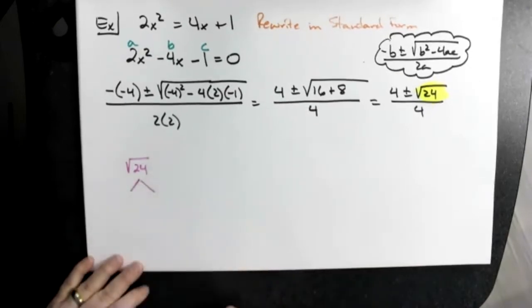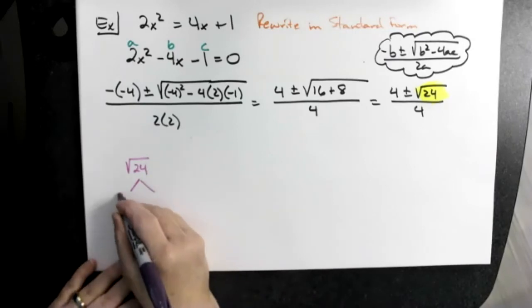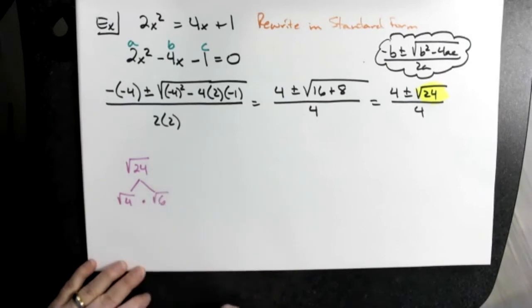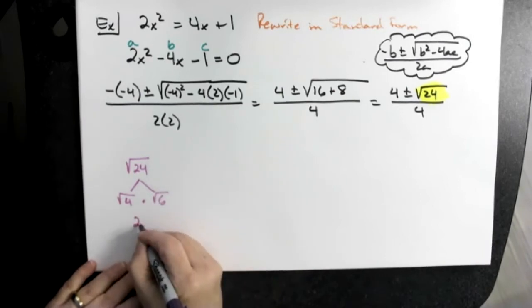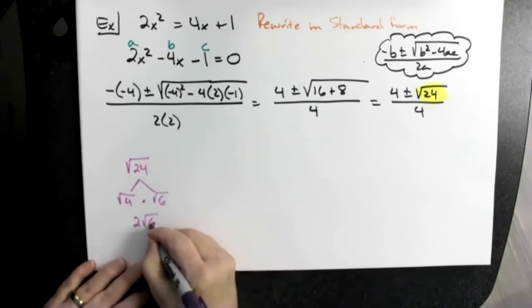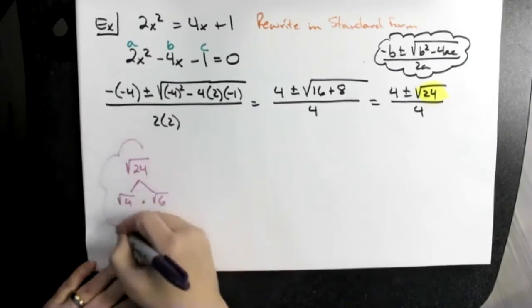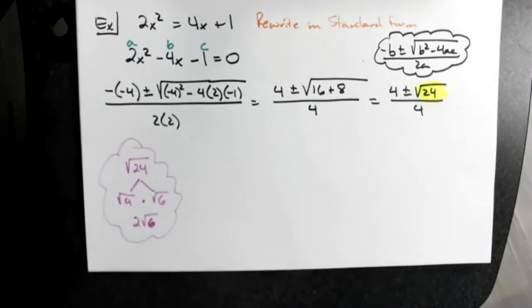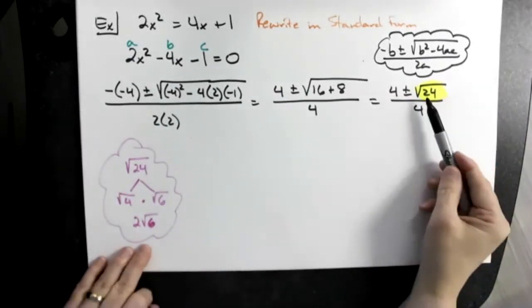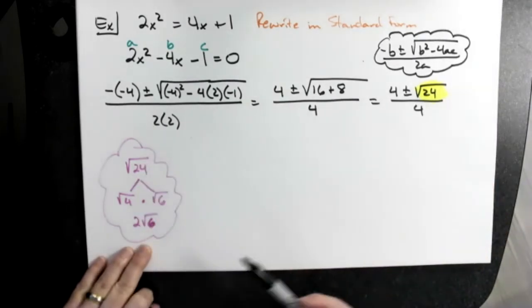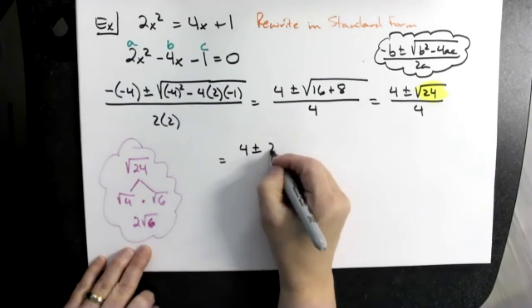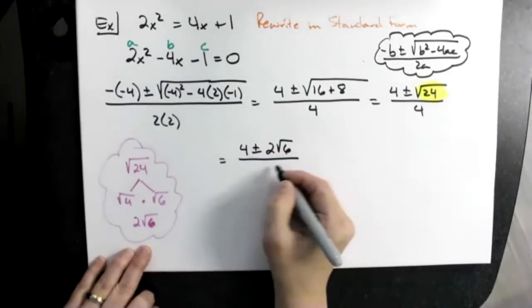So we found the biggest perfect square that goes into 24, which I believe is 4, because the number is not too big. So square root of 4 times the square root of 6, which then simplifies down to 2 radical 6. I definitely would not try to put this in this line of work here because it just clutters it up a little too much. Which means the square root of 24 is equivalent to 2 square root of 6. So I'm going to do 4 plus or minus 2 radical 6 all over 4.